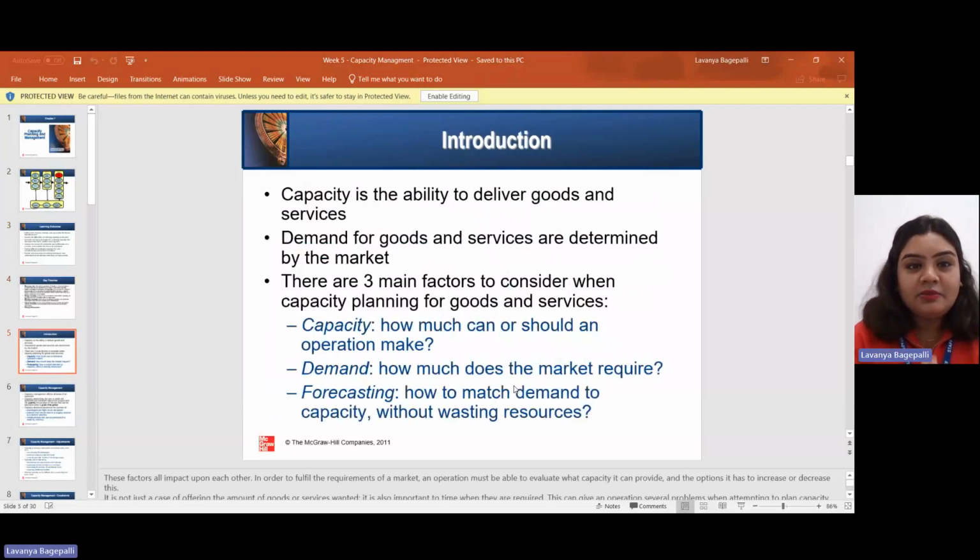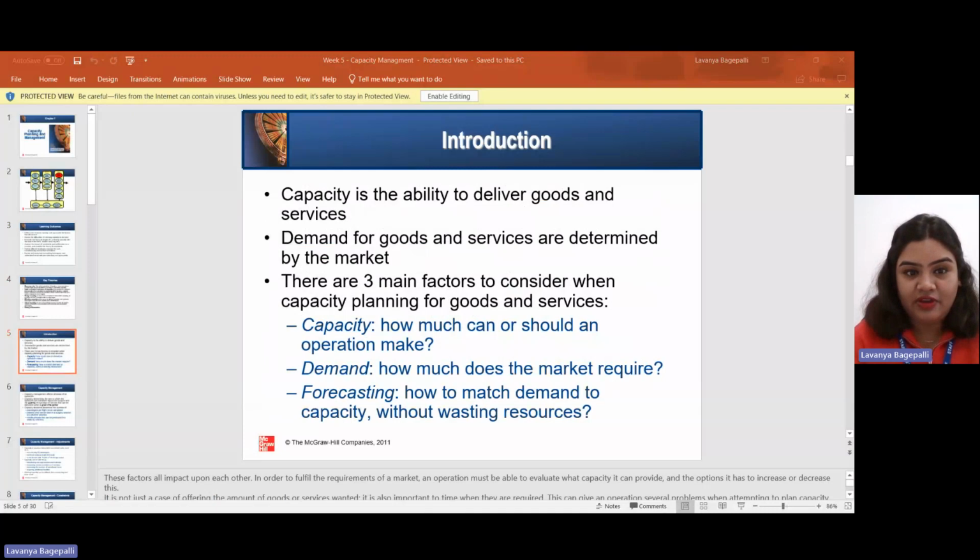Okay, to talk about the meaning of capacity planning and management. Capacity planning and management involves the process of ensuring a balance between what a business can produce, that is the capacity of its production, and what the market demands, and how to efficiently meet that demand. So to plan all this, the entire process is known as capacity planning and management.